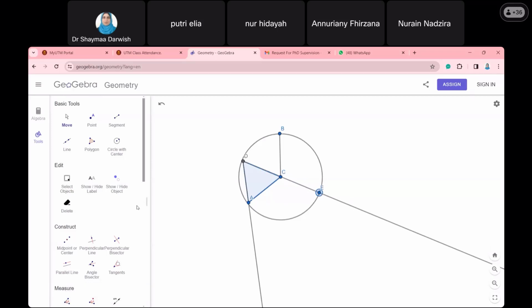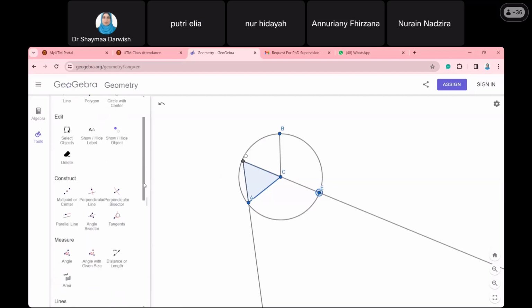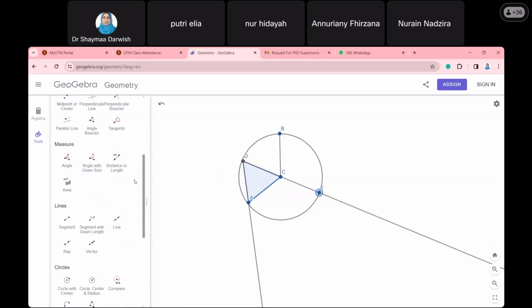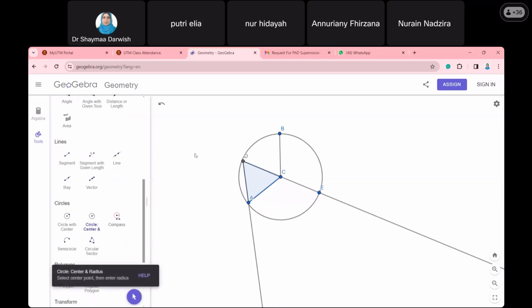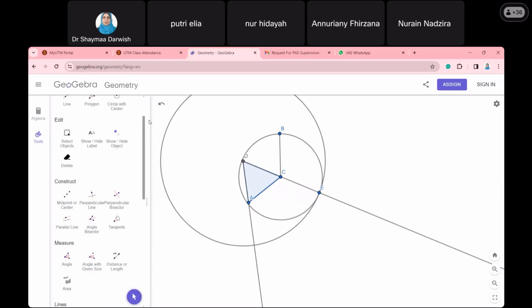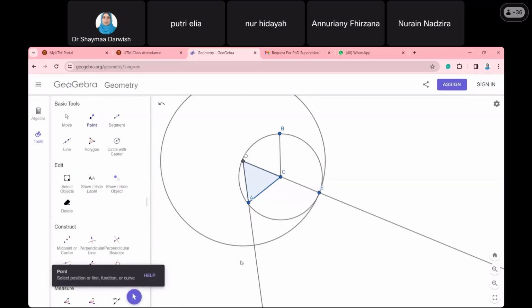Now I will draw another circle. But this time my center will be D, not C. The point D, the radius will be DE, this one. Like this. So here you have another point of intersection. Call it F, or any point.